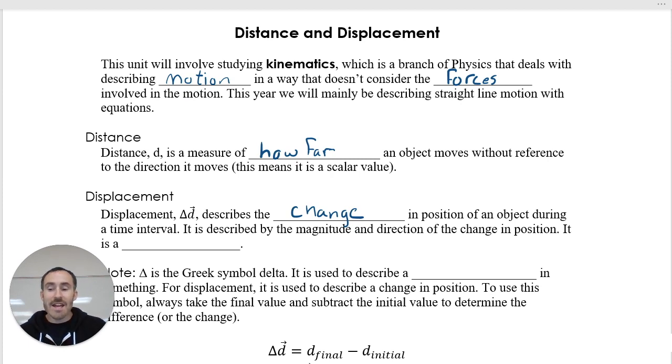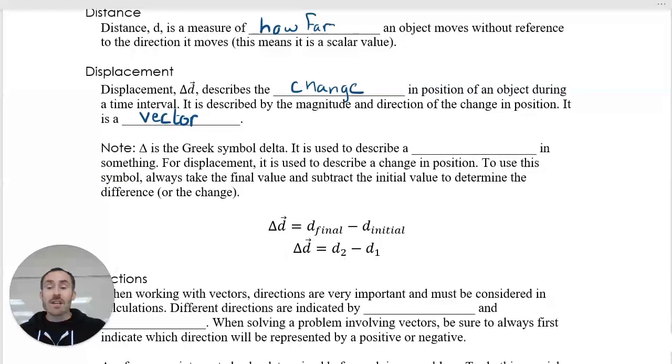It is a vector. A vector requires both size and direction, and usually we represent vectors using arrows because that's the easiest way to show direction. That's what we've been studying in the previous couple lessons. Whenever you see this symbol, that's the Greek symbol delta, and in physics, and probably in every branch of science, it means change in something. So we use change in D to denote displacement, change in position.